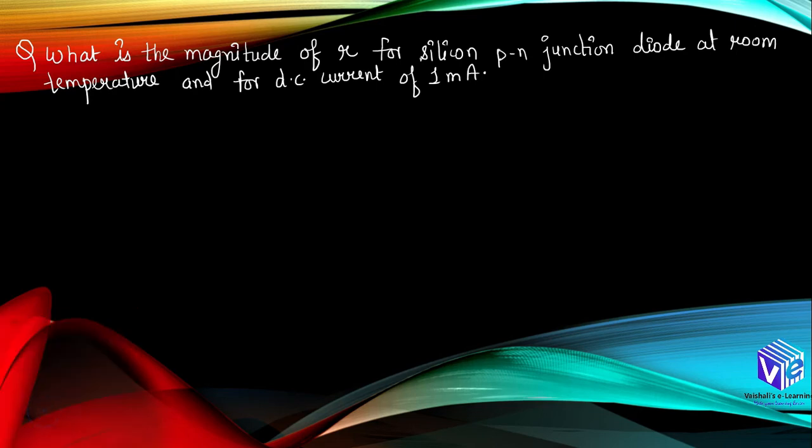So here it is asked to find out the magnitude of R for a silicon PN junction diode at room temperature and for a DC current of 1 milliampere. Right, so now we have to find out the R. So R will be, let's suppose we are talking about the forward resistance. R has the value eta Vt upon I plus I naught.